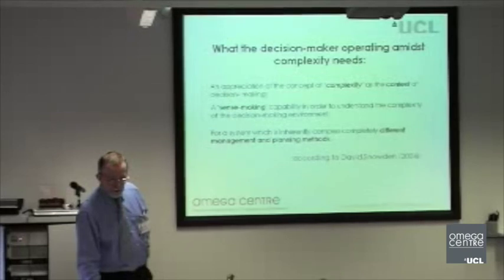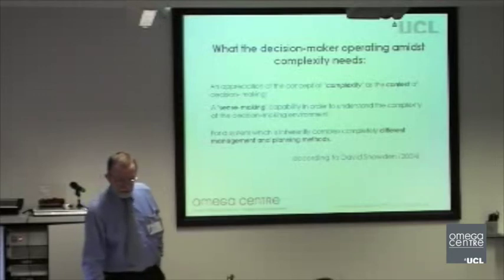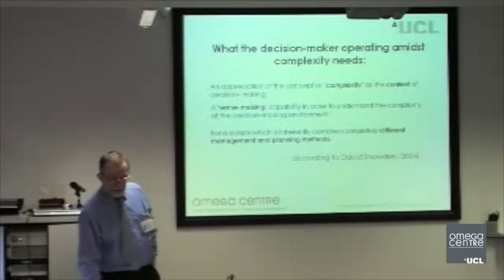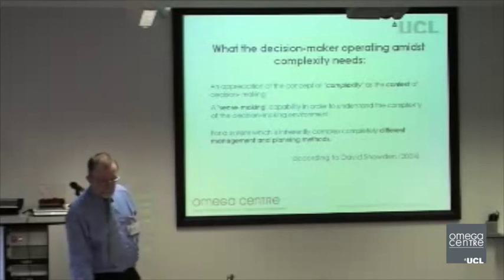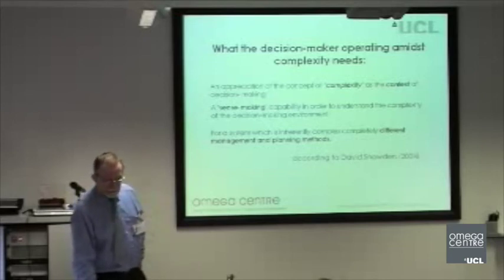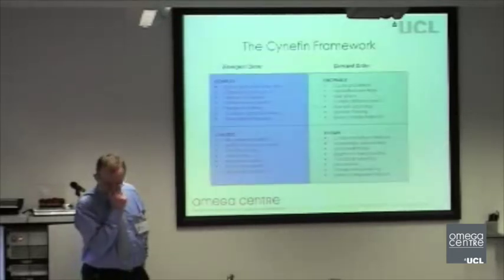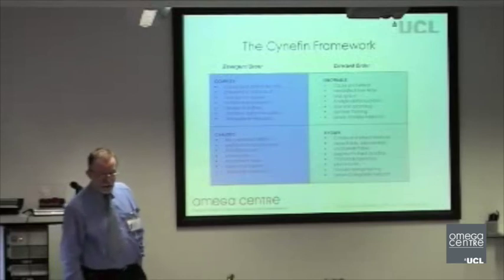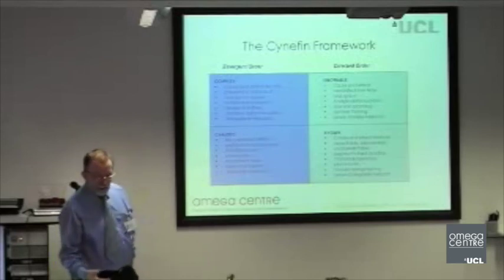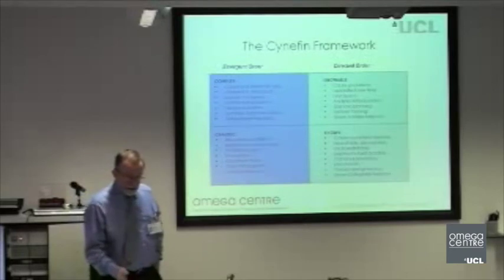Snowden tells us that in advancing decision making we need to look at complexity in the context of decision making. We need sense making capability to understand the complexity of the decision making environment. And in order to deal with that, we need different management and planning methods. And he has this Cynefin framework, which includes the known, the knowable, complex and chaotic.